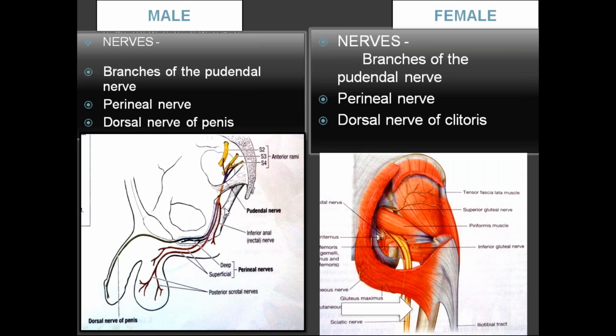See in this picture, so this is the pudendal nerve. So pudendal nerve branches or terminal branches are dorsal nerve of the penis and perineal nerve. Dorsal nerve of the penis and perineal nerve.